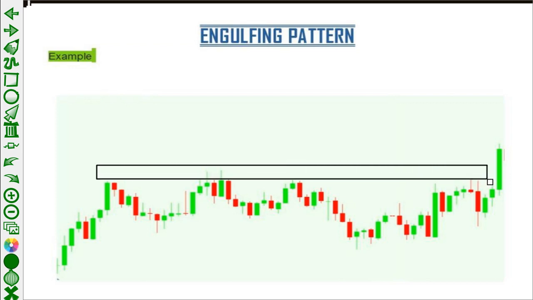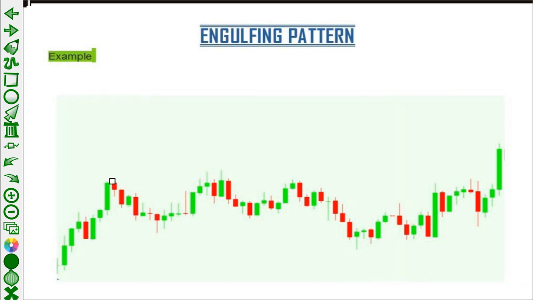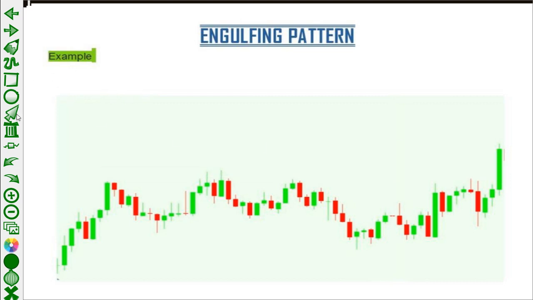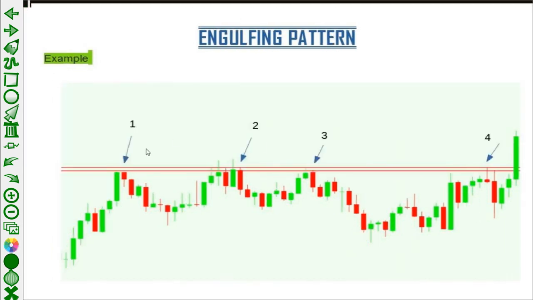Actually, this is a Euro USD chart of 5-minute time frame I have taken, and let me see how I can draw a resistance to this chart. Before, here is a line of a resistance area or the seller's area, and you can see I numbered some candles as 1, 2, and 3.